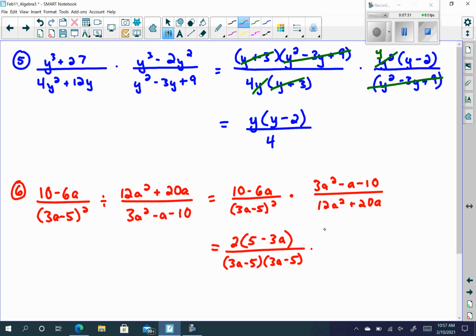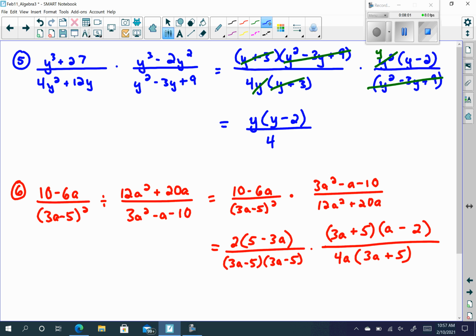Second numerator, there's no GCF. I'm going to factor into 2 binomials here. 3a squared factors into 3a times a. Now again, if you notice, I've got a 3a and a 5, so I'm going to try my 5 here and my 2 over here. So this will give me a 6a and a 5a, and I'll get a negative a if the 5 is positive and then the 6a is negative. And then there's a GCF. I could factor out 4a, and then I would be left with a 3a plus 5.